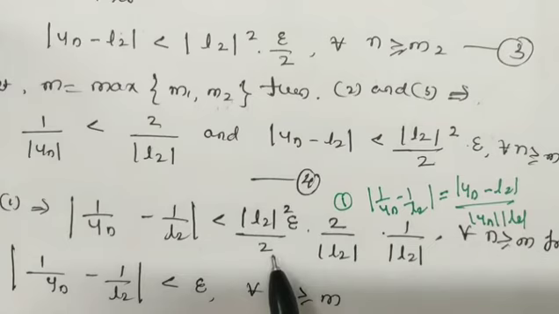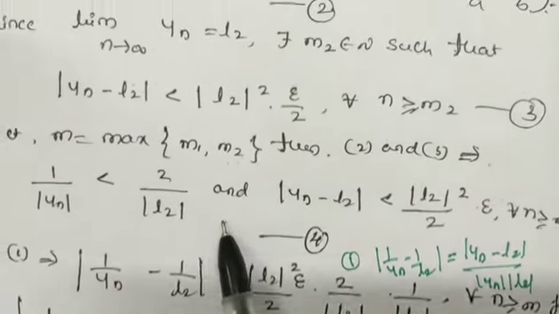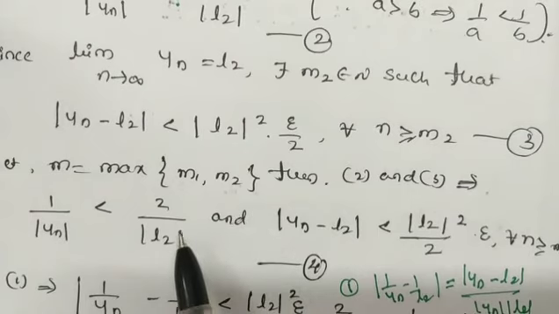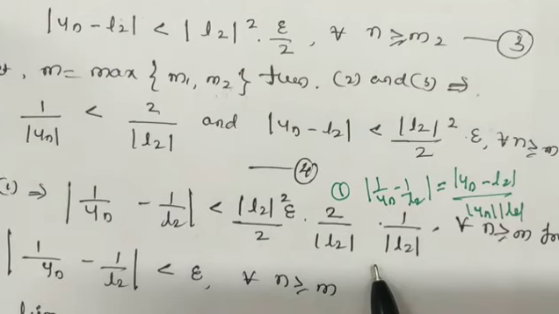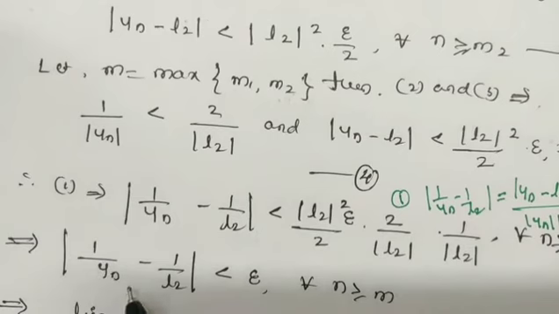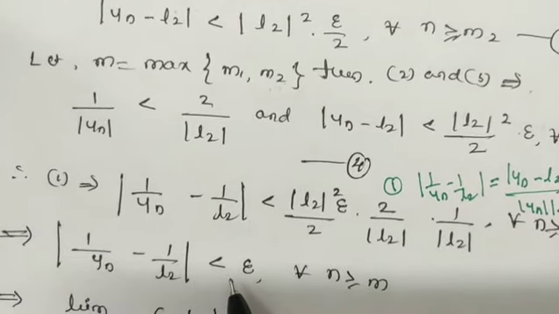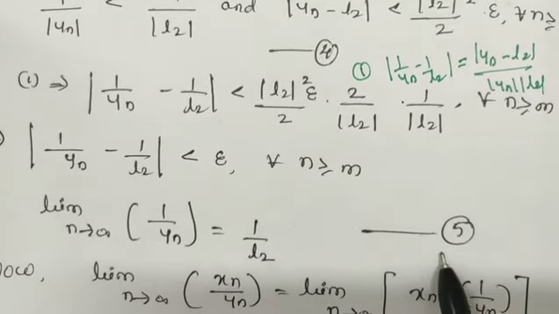I hope all of you understood why we have chosen this one as 2 by mod L2 and this one as mod L2 whole square into epsilon by 2. To get the result you have to choose like this. So now what happens here, the 2 gets cancelled and mod L2 square gets cancelled. So only epsilon remains. So mod of 1 by yn minus 1 by L2 is less than epsilon. So it means the limit as n tends to infinity of 1 by yn is equal to 1 by L2. This is equation number 5.